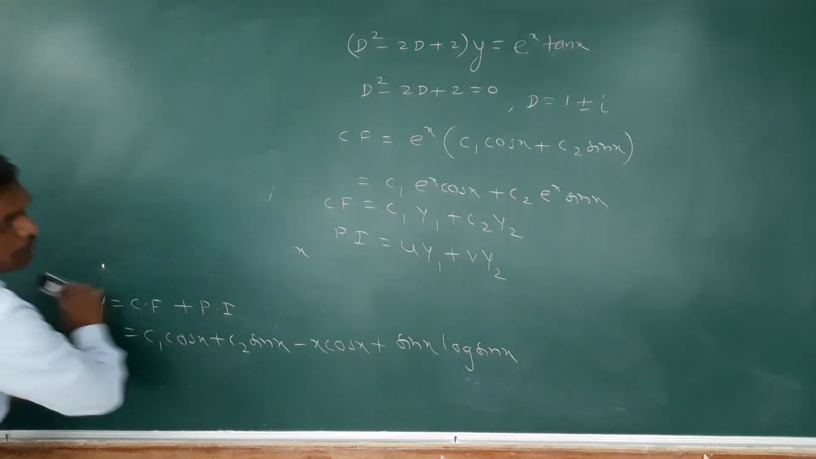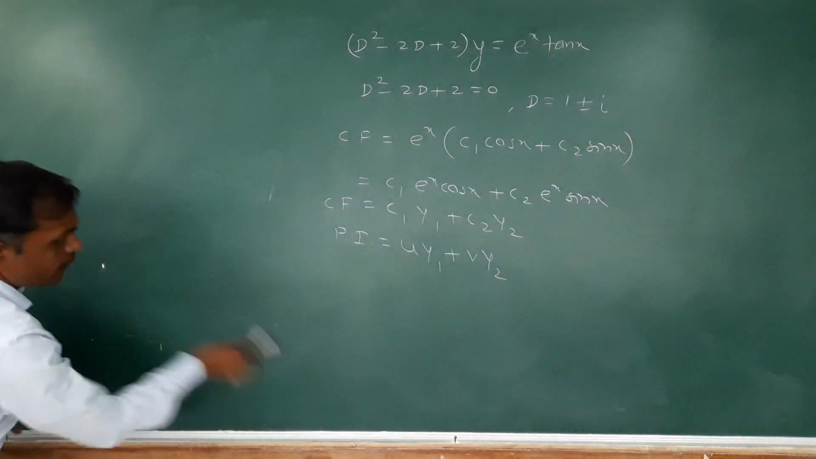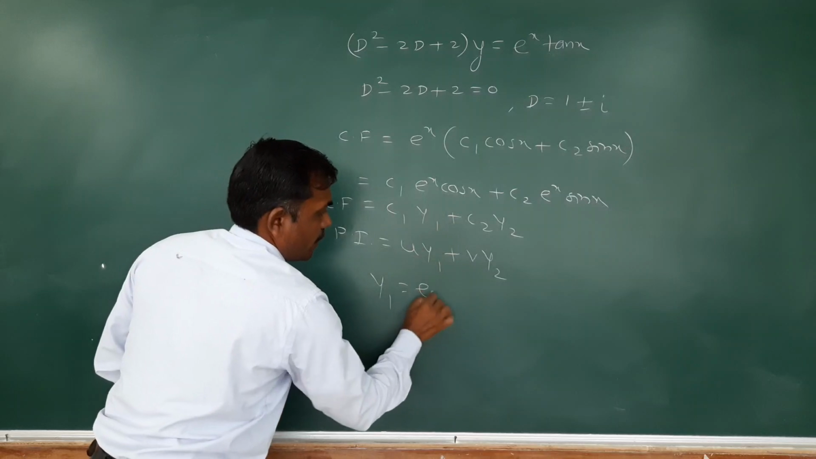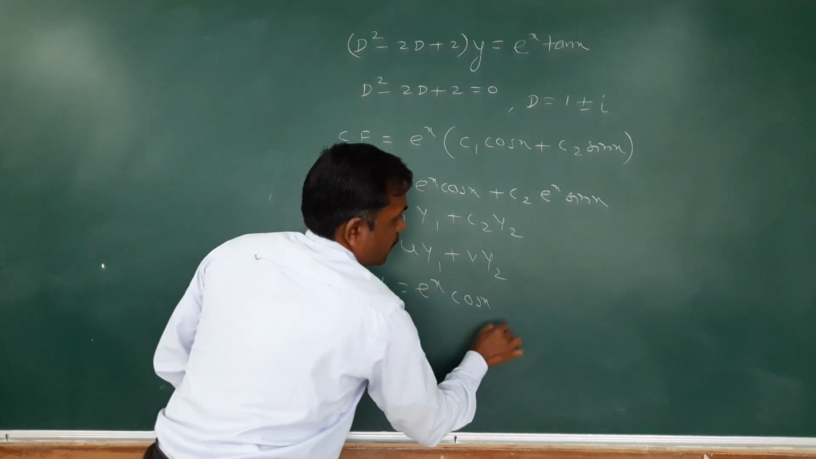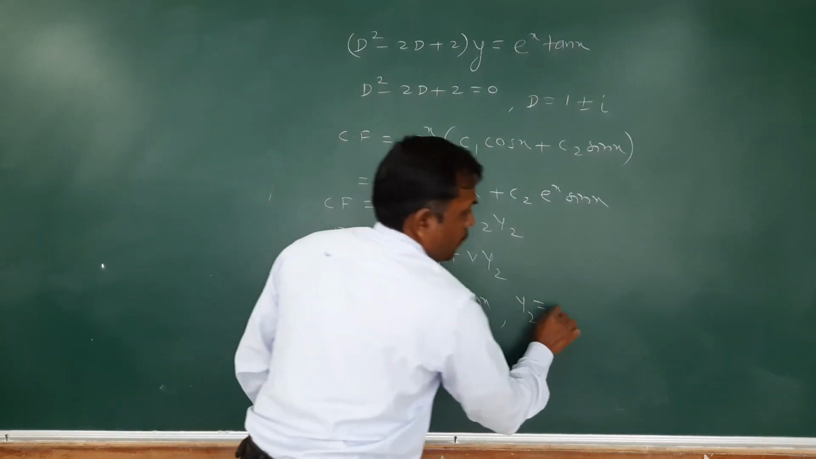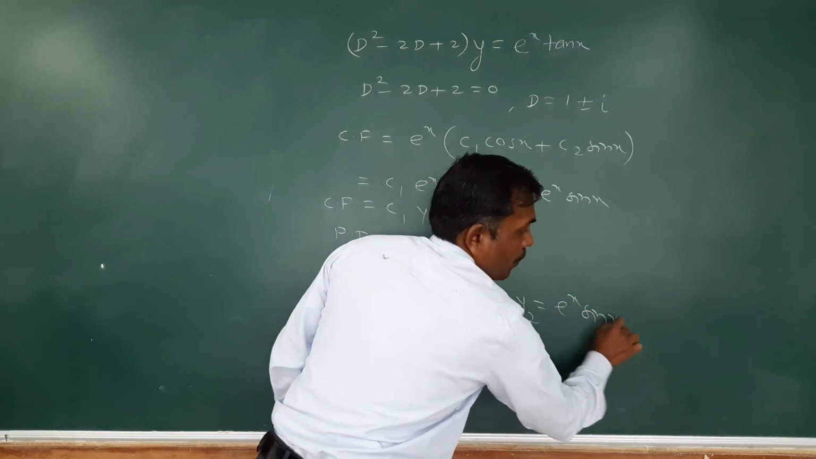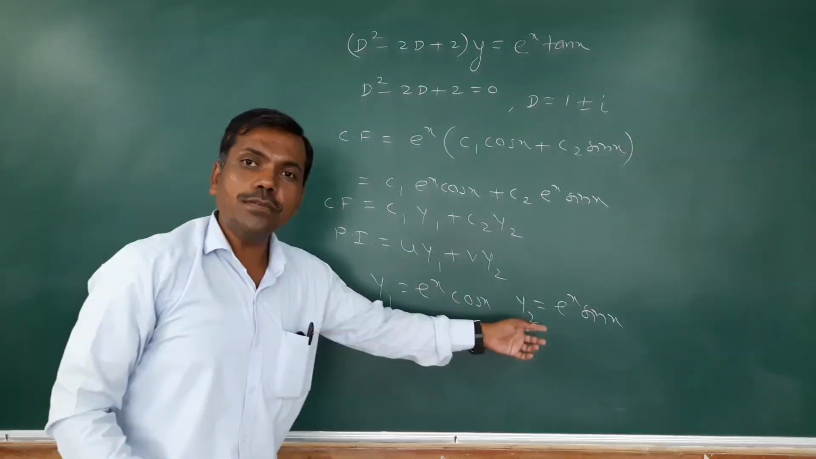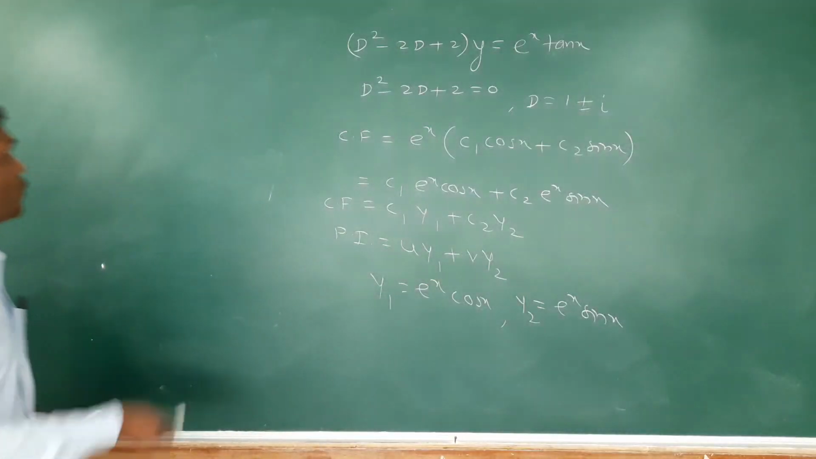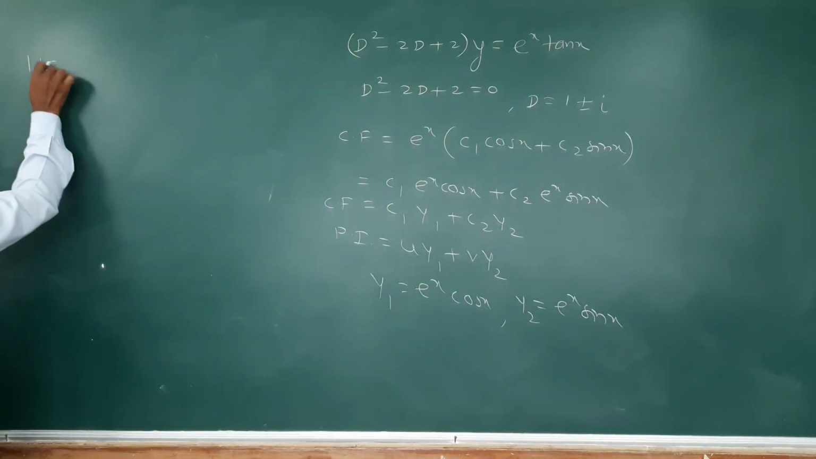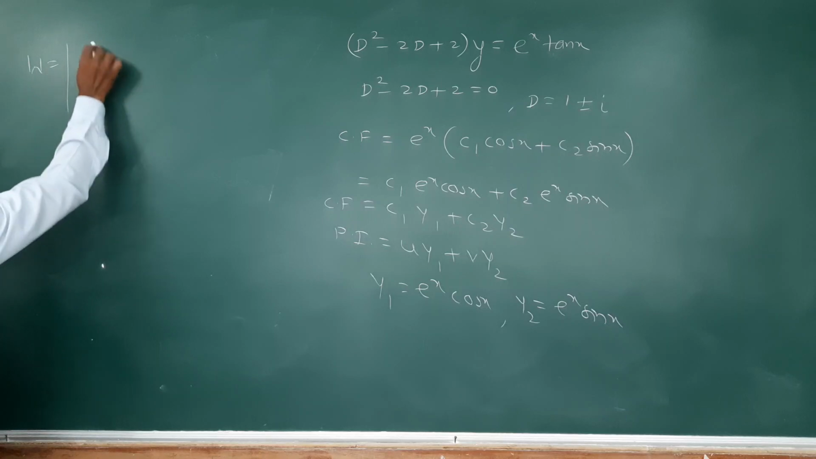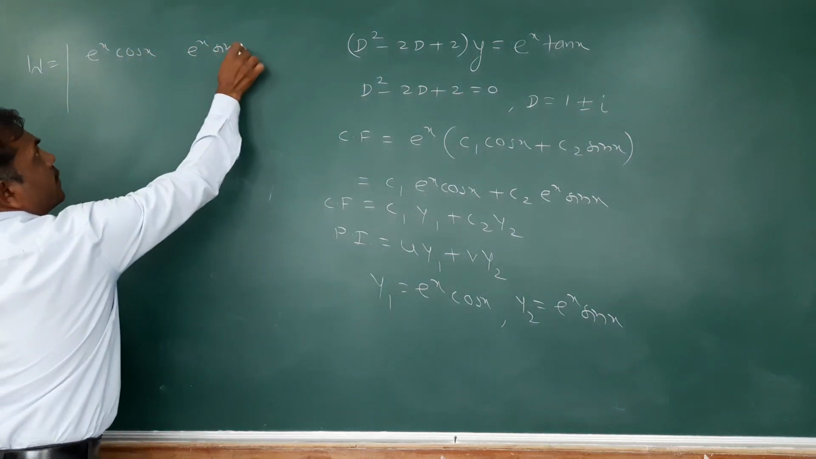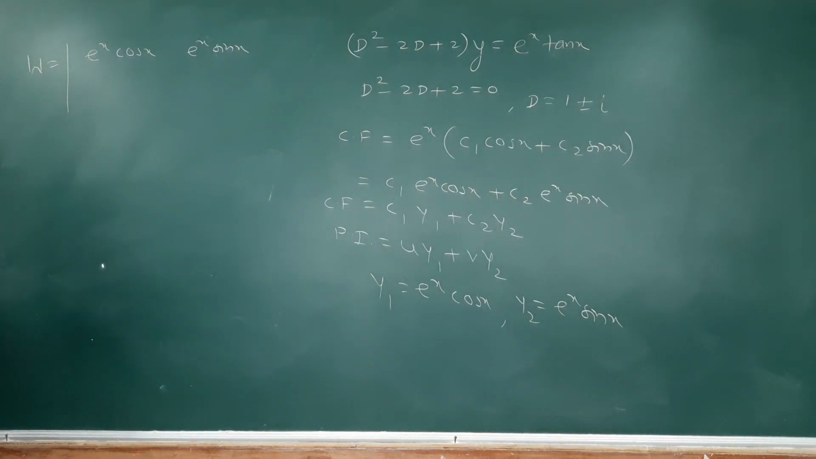The value of y1 is e raised to x into cos x. And y2 is e raised to x into sin x. So I get these two functions, and I can find W. W is the determinant with y1, y2 in the first row: e raised to x cos x, e raised to x sin x, upon y1 dash, y2 dash.